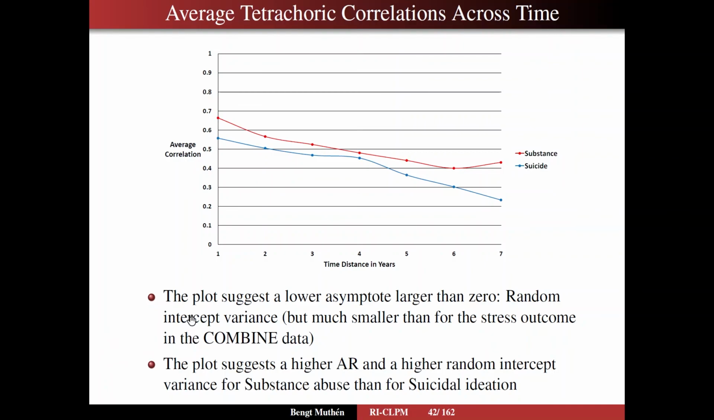So we see a lower asymptote larger than 0, and the random intercept variance is likely, but it will be much smaller than for the stress outcome in the combined data, where these curves at the end were higher.